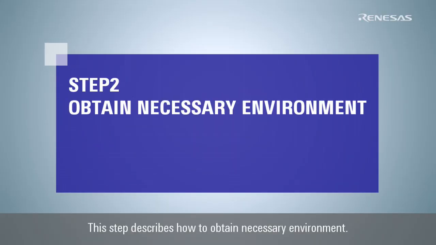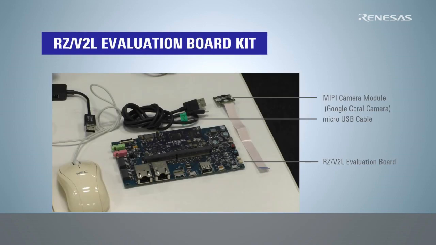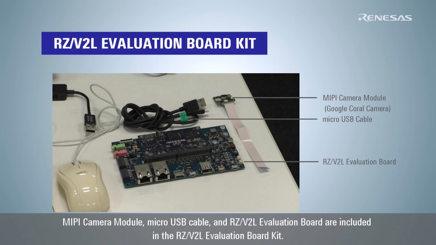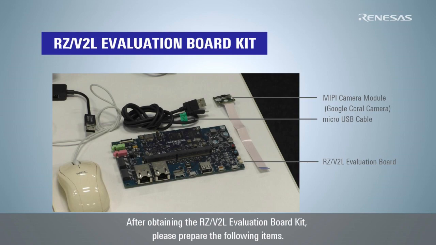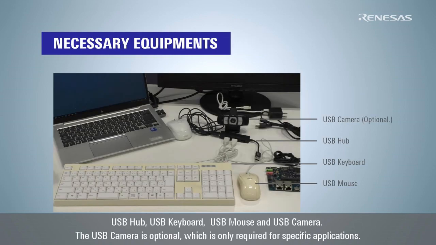This step describes how to obtain the necessary environment. This picture shows all necessary equipment to run the AI applications. MIPI camera module, micro USB cable, and RZ/V2L evaluation board are included in the RZ/V2L evaluation board kit. After obtaining the RZ/V2L evaluation board kit, please prepare the following items: USB hub, USB keyboard, USB mouse, and USB camera. The USB camera is optional, which is only required for specific applications.